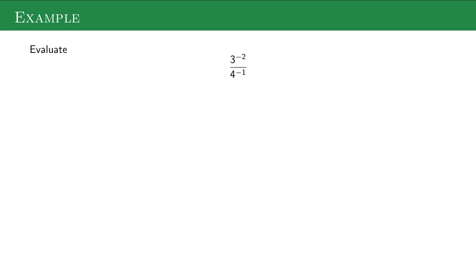All right, 3 to the negative 2 over 4 to the negative 1. Both these have negative exponents, so they're kind of not happy where they're living. They're both going to jump to the other side. And just knowing your rules for exponents, 4 to the first is 4, 3 squared is 9.